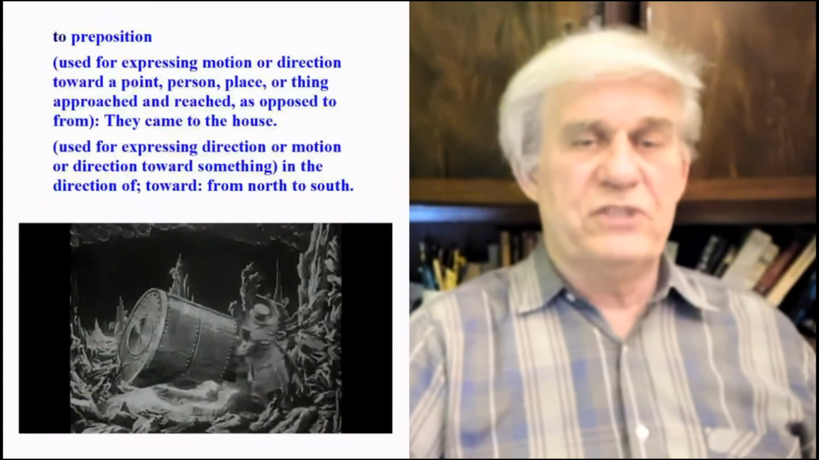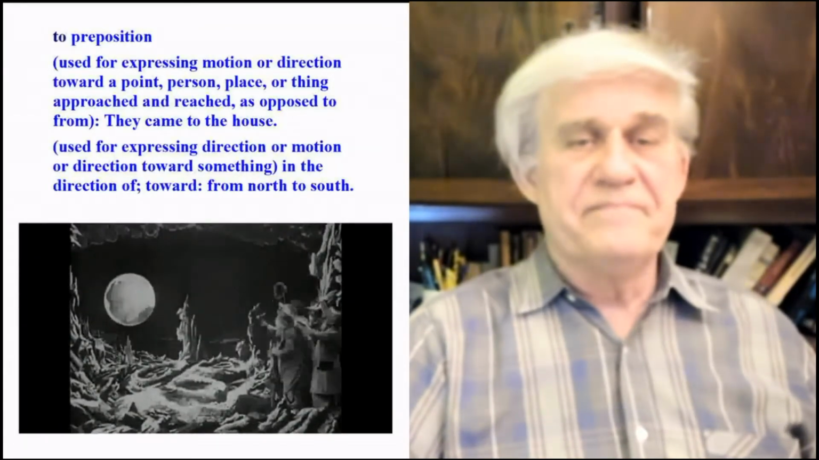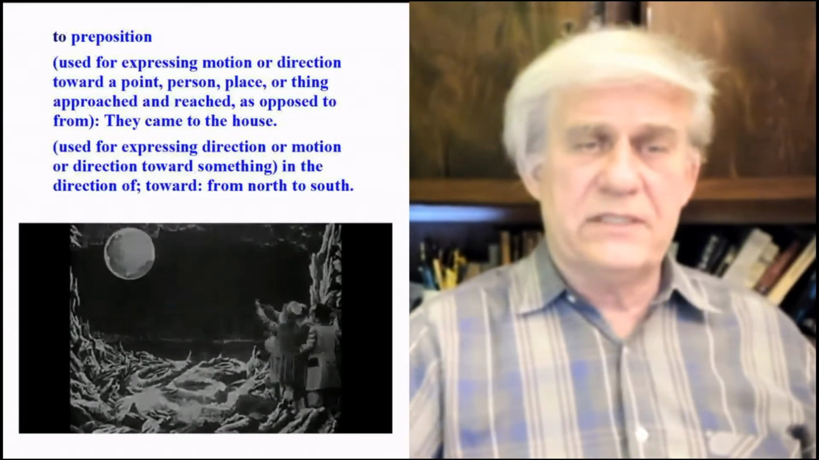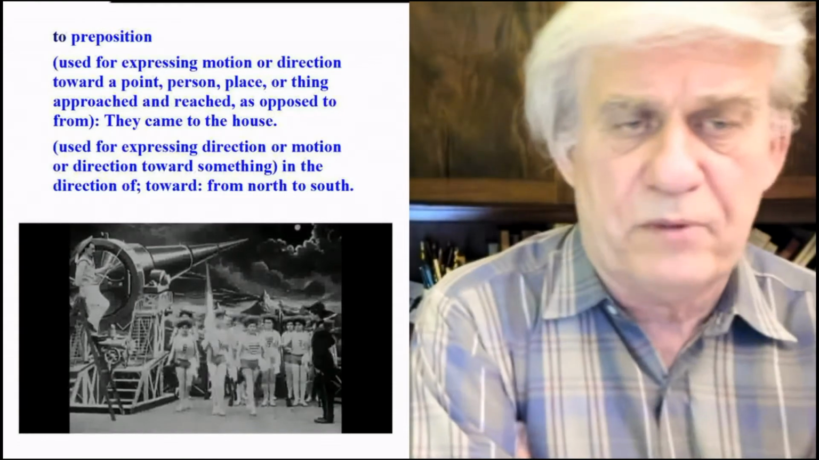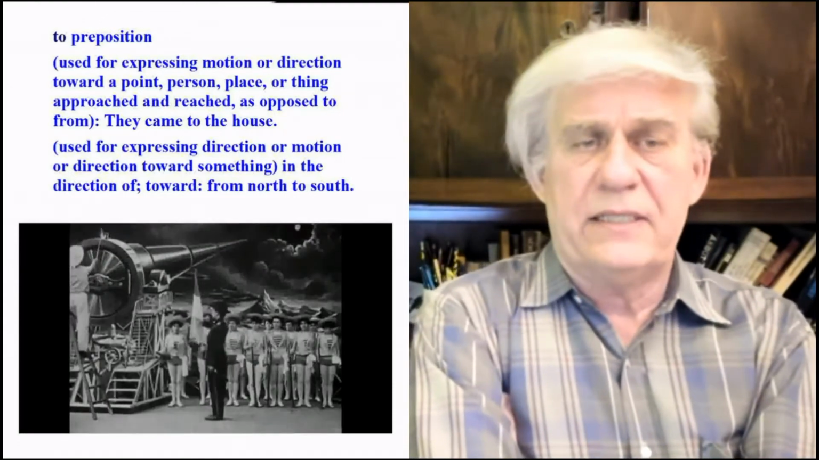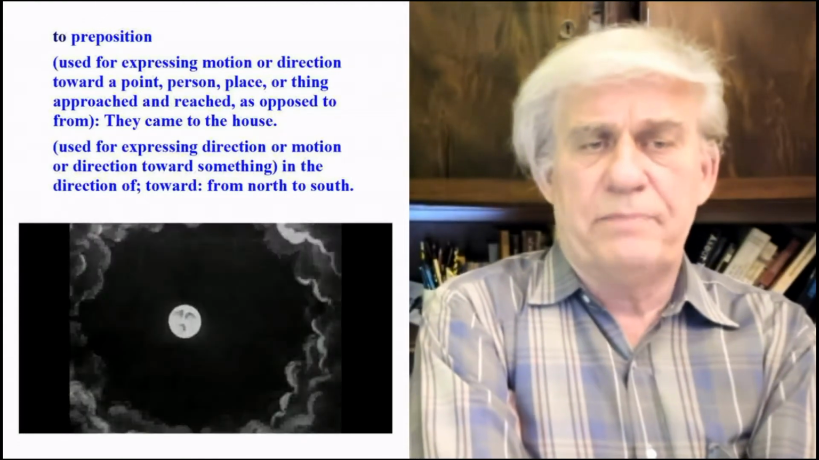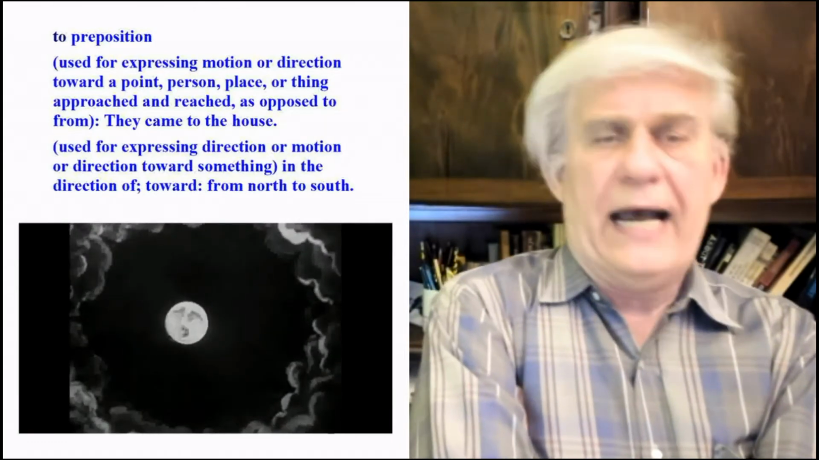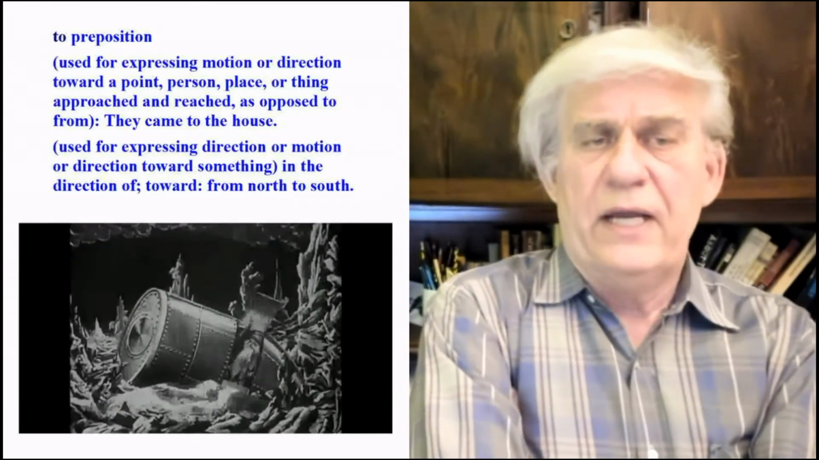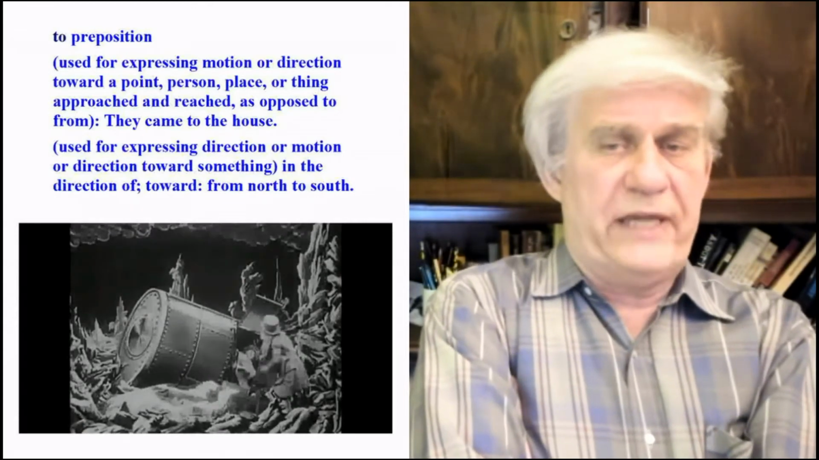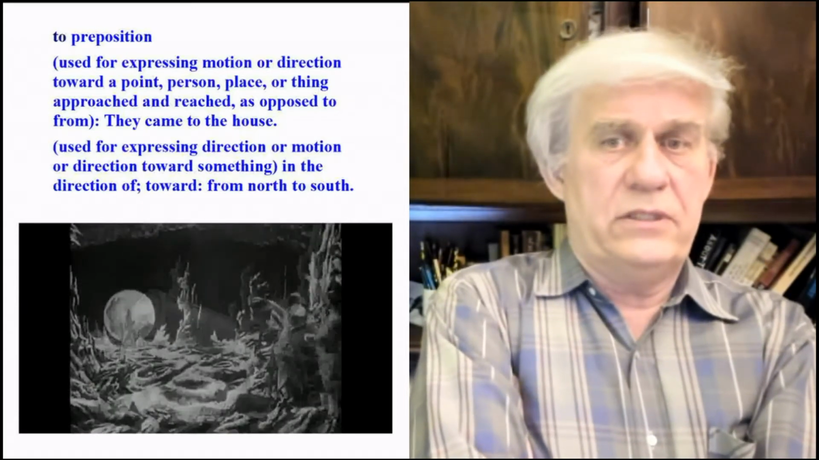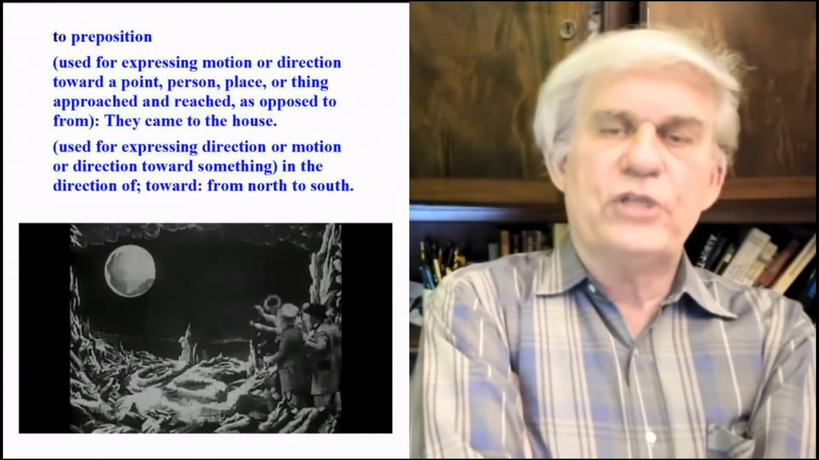So what do we use in science and physics? We use the preposition to, okay? And so what is the preposition to? Used for expressing motion or direction towards a point, person, place, or thing approached or reached, as opposed to from. They came to the house. Okay, for example. No, you go to the moon. You don't go through space, or you're not in space. You're going to the moon.